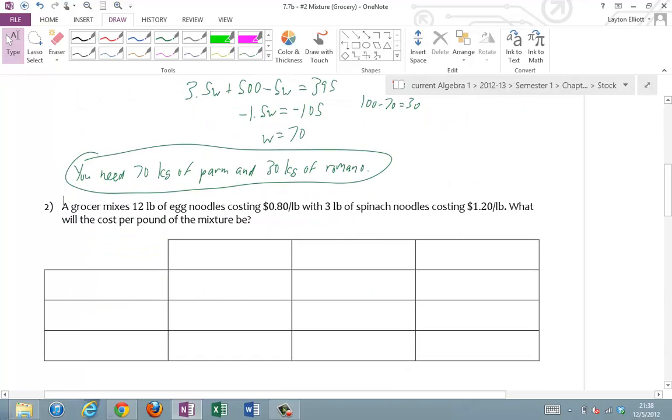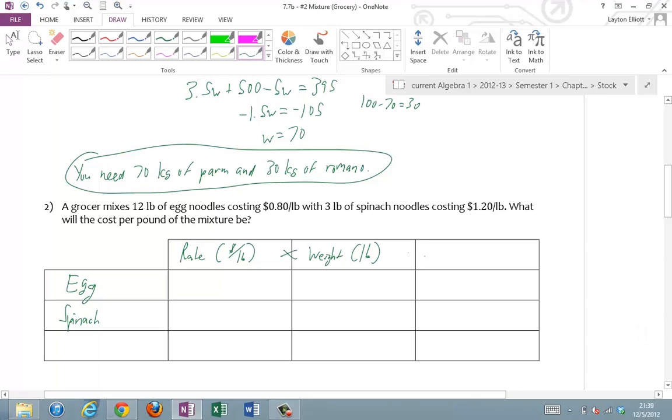Moving on. A grocer, I know, more food, wants to mix 12 pounds of egg noodles costing 80 cents a pound with 30 pounds of spinach noodles costing $1.20 a pound. What will the cost per pound of the mixture be? So I have egg, and I have spinach noodles. I have a rate that is in dollars per pound. I have a weight in pounds.